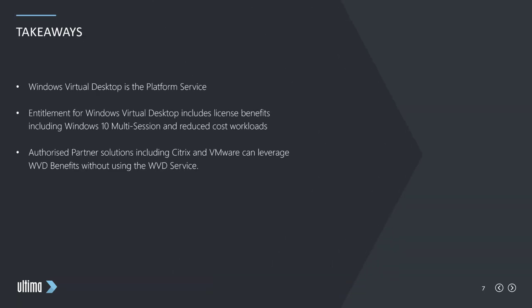So key takeaways from this: Windows Virtual Desktop is the platform service. However, there are entitlements as part of your licensing benefits, one of which being usage rights for the Windows Virtual Desktop platform service. As part of that, there are benefits including usage rights for Windows 10 multi-session and reduced cost for workloads, as well as extended support updates for older operating systems. Authorized partner solutions, including Citrix and VMware, can leverage WVD benefits without using the WVD service.